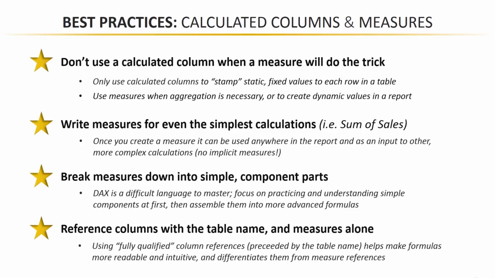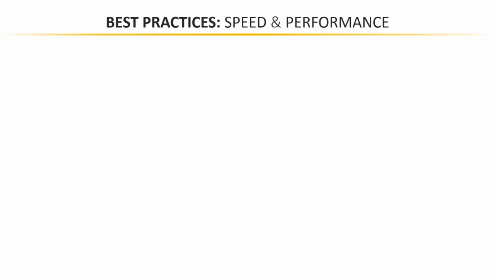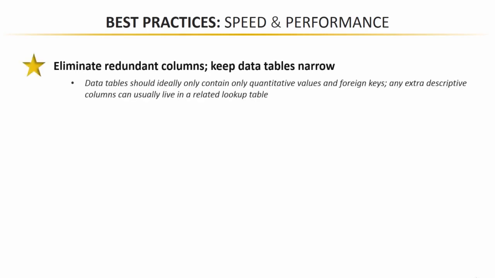Now, last but not least, I want to cover some quick speed and performance considerations as well. Now, these will come into play especially if you're dealing with very large or complex data sets. So number one, aim to eliminate redundant columns and keep your data tables narrow. Your data tables really should ideally only contain quantitative values and foreign keys. If you have extra descriptive columns in those data tables, those can usually live in a related lookup table.